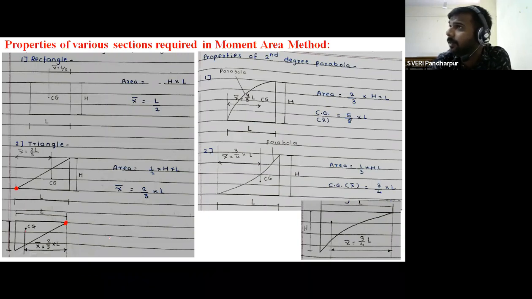So this list is very, very important. Without reminding these formulas, we cannot apply the moment area method.